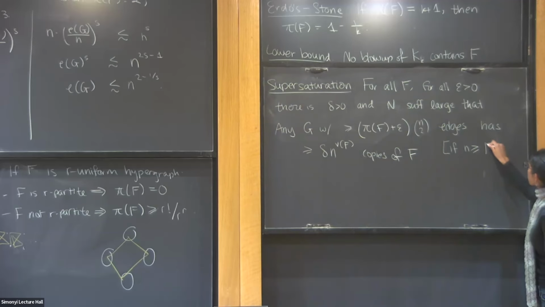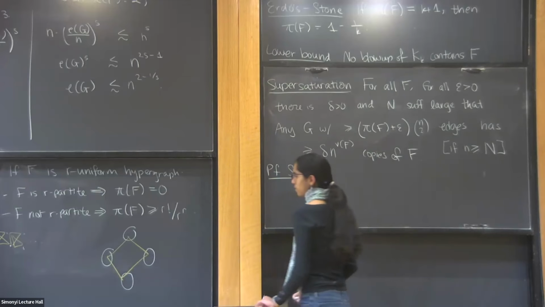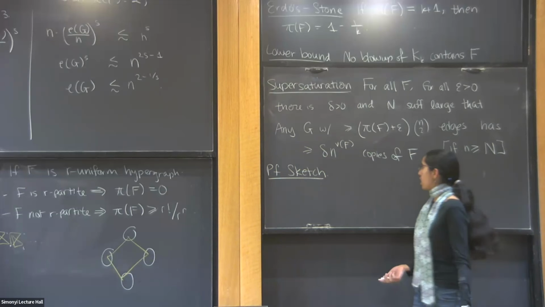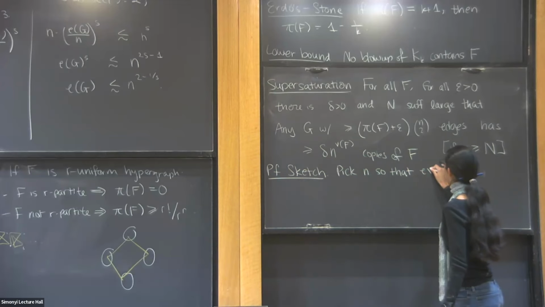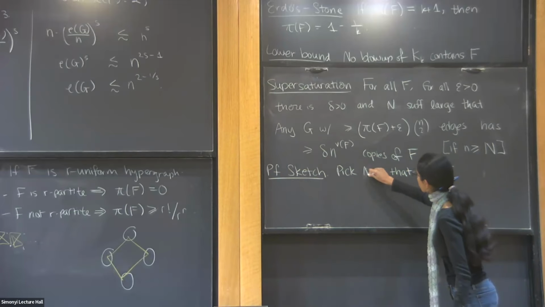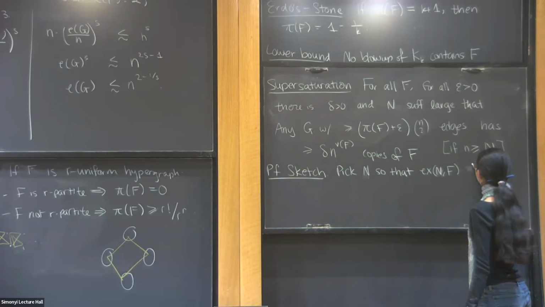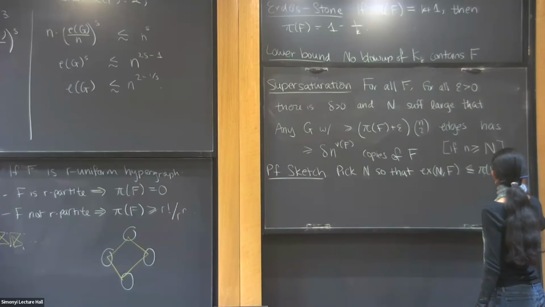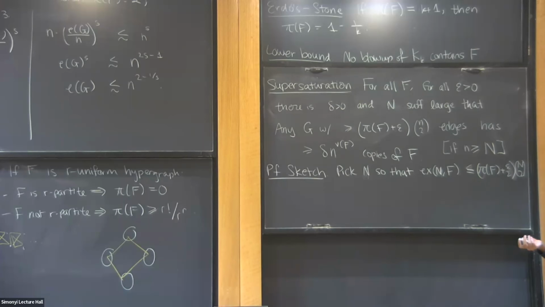Oh, and I should say n has to be at least this big, depending on epsilon. I think the proof of this is more computational than it is interesting. So instead of going through the proof in detail, I'll just say take N so that the extremal number is at most pi of F plus epsilon over 2. So just pick N sufficiently large that once you've hit this big N, the Turán density is genuinely at least epsilon over 2 close to the Turán density.